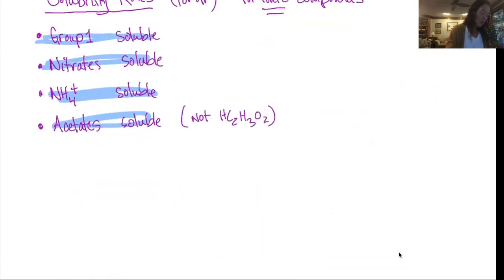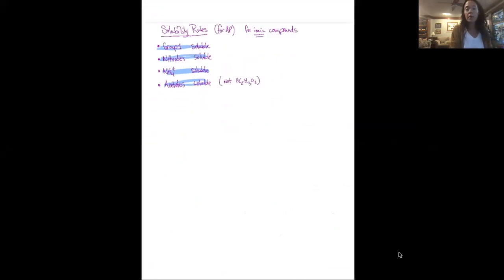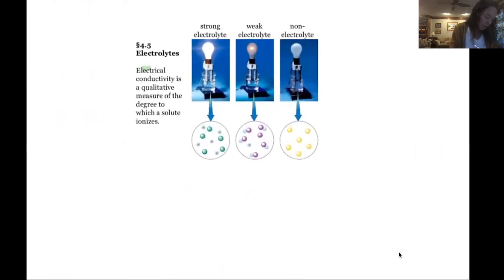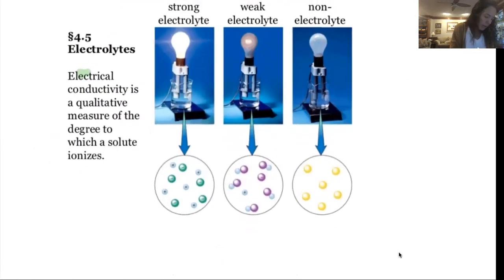Now, we've talked about dissociation equations, when an ionic compound dissociates into its ions. I'm not going to go through that, but it definitely relates to this. We know that we've got electrolytes, which are solutions that can conduct a current. So I'm going to move up here because I have a picture of that. We can have strong electrolytes, weak electrolytes, and non-electrolytes.